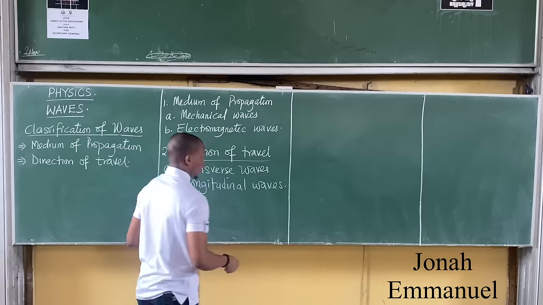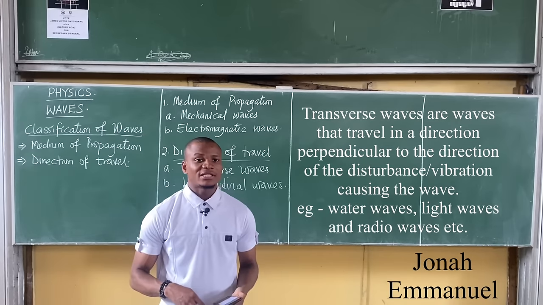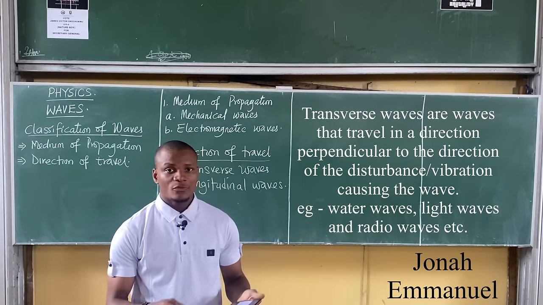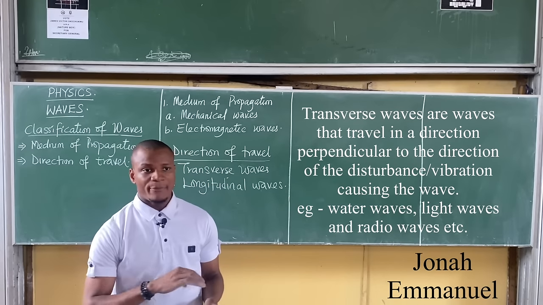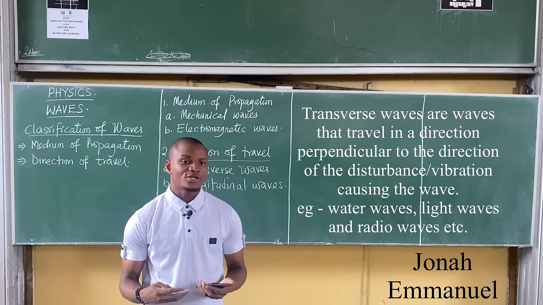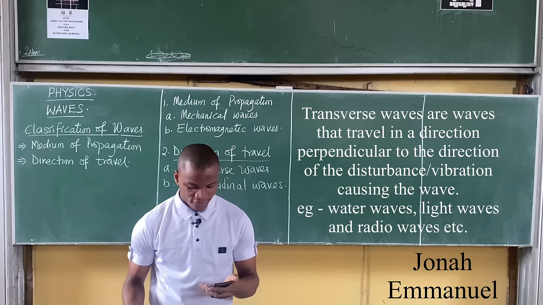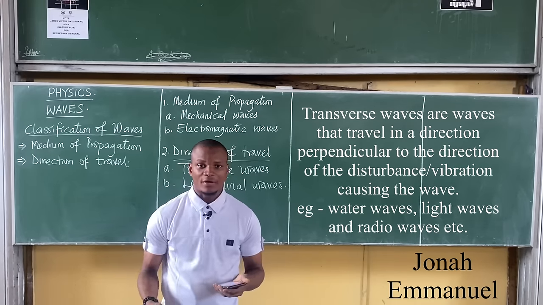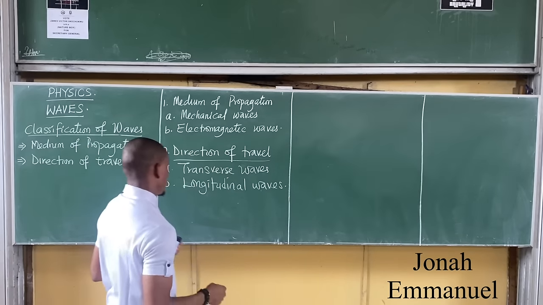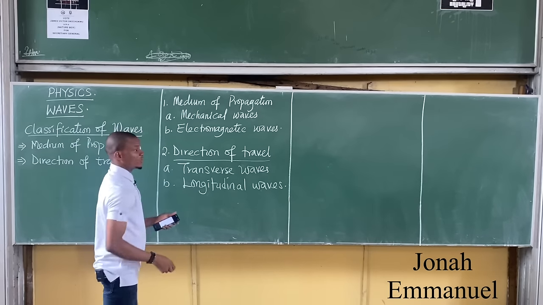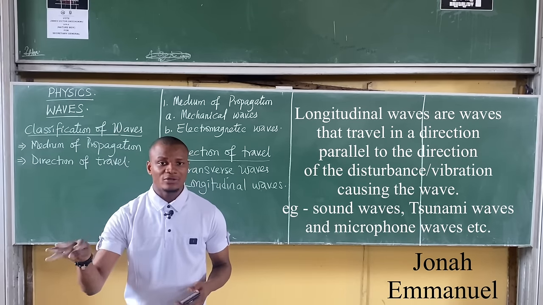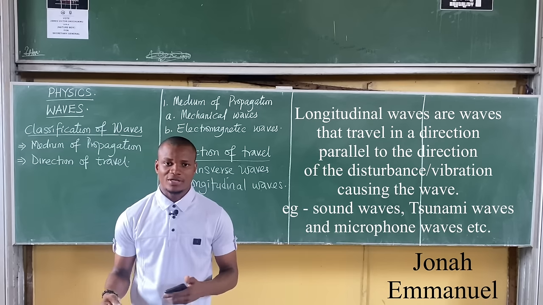Transverse waves are waves that travel in a direction that is perpendicular to the disturbance causing the wave. Said differently, transverse waves are waves that travel perpendicular to the direction of the disturbance or the vibration causing the waves. Examples of transverse waves include water waves, light waves, and radio waves. We also have longitudinal waves. Longitudinal waves are simply waves that travel in a direction parallel to the direction of the vibration causing the wave.